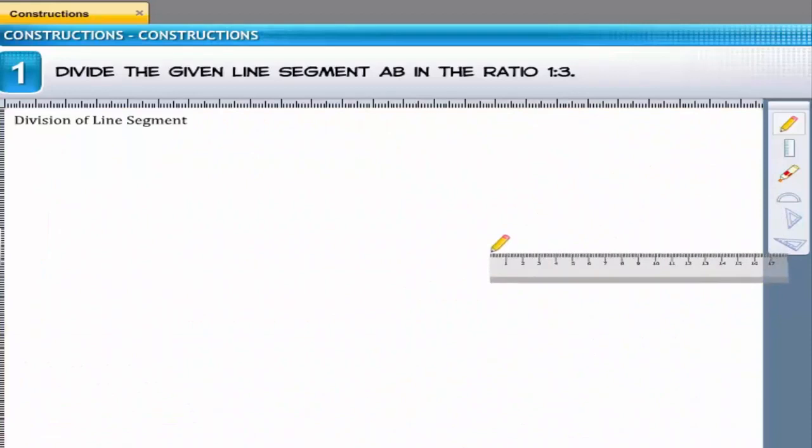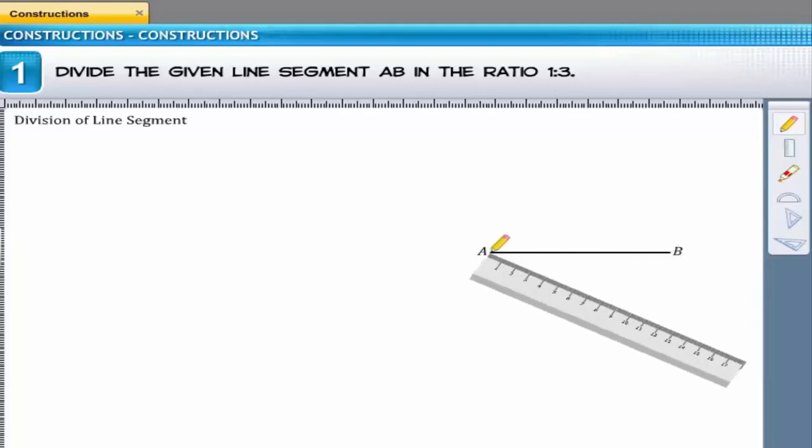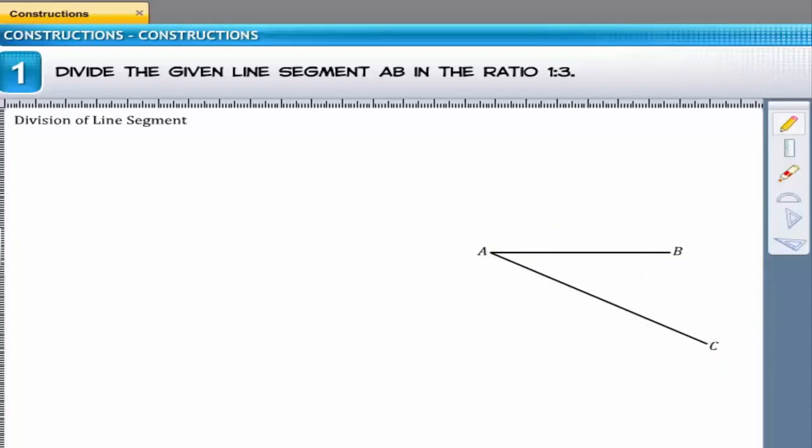We'll start with the construction that divides a given line segment in a specific ratio. The given line segment is AB, and we'll divide it in the ratio 1:3. There are two ways of doing this. Using the first method, as step 1, draw a segment AC of any convenient length, making an acute angle with the given line segment AB.